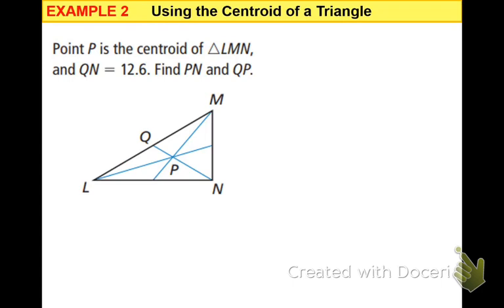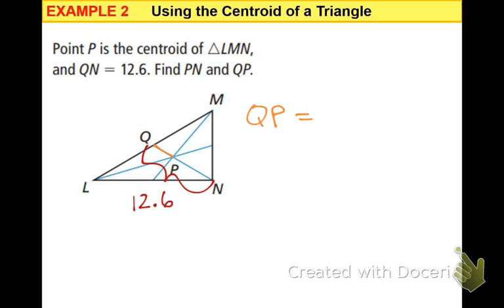Point P is a centroid of triangle LMN. So we're given QR. So I'm going to draw. QR is 12.6. Find PN and QP. So I tell you, when you're given the whole line, what is the easiest part to find? The 1/3. So let's find the 1/3. What would be the 1/3 in this picture? QP. Well, we're getting there.